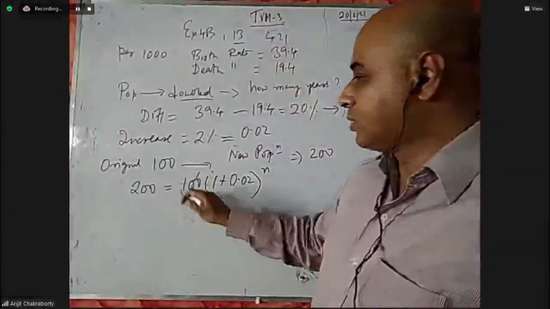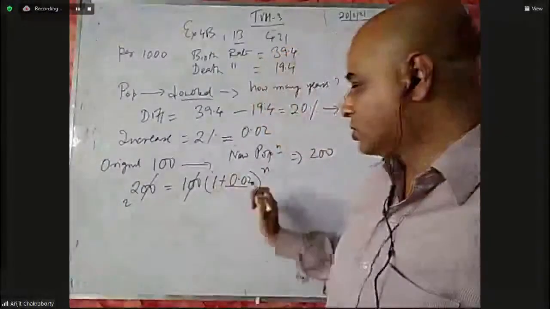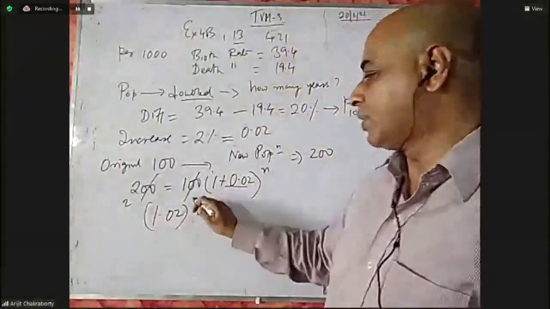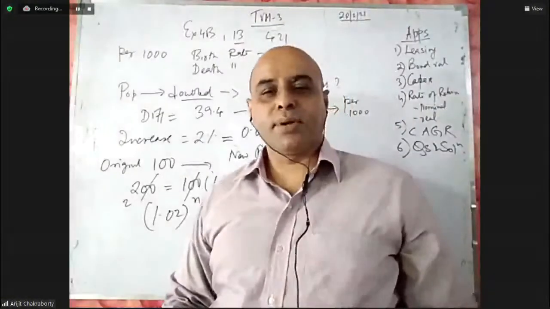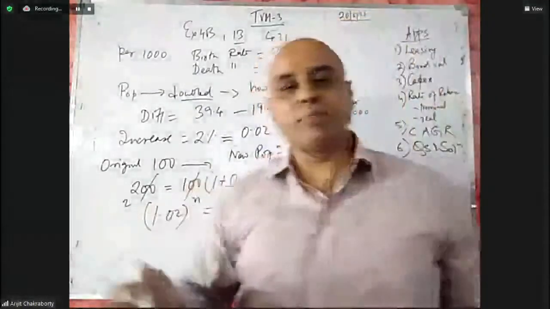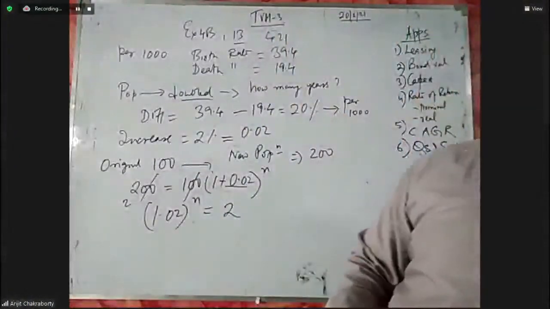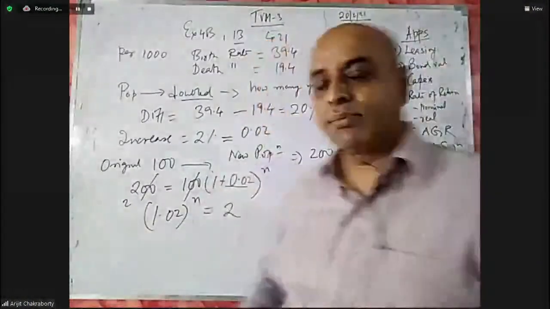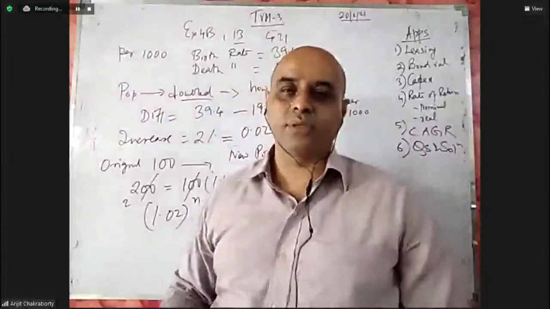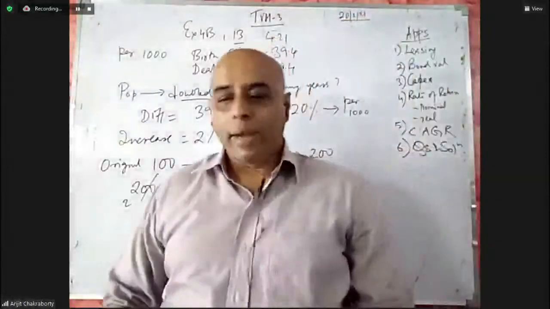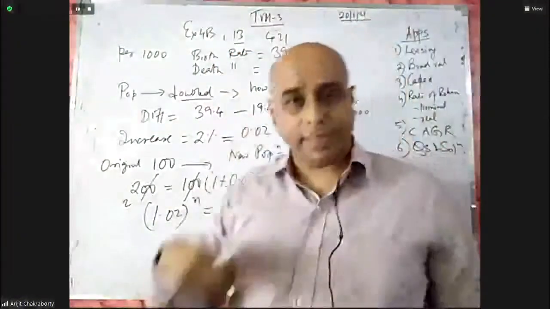So what do I get? 100 and 200. 1 plus 0.02 gives you 1.02. So I'm getting the equation 1.02 to the power n is equal to 2. So this is the worst part. If you get a log table, it is easy. Otherwise, you have to go on multiplying 1.02 into 1.02 into 1.02 till you get approximately 2. If you do it, it comes to n equal to 35. So the answer is 35 years it takes for the population to become double when the net growth rate is 2% for every 100 persons.